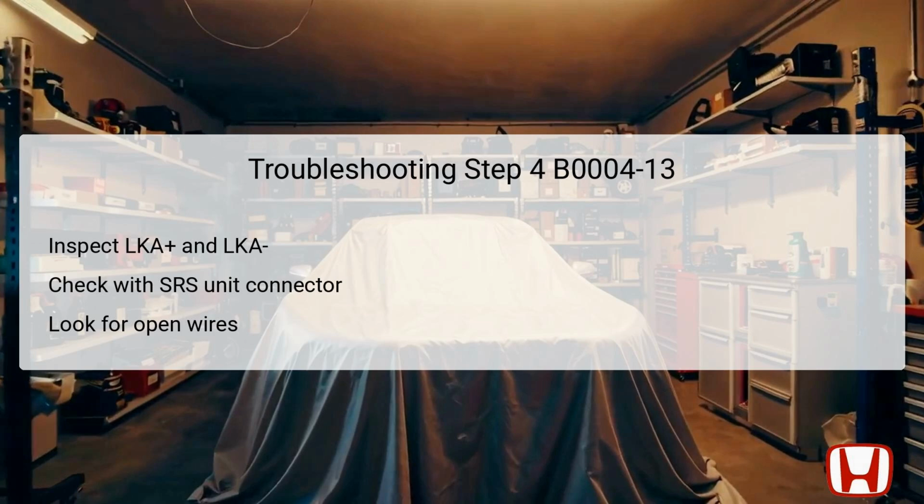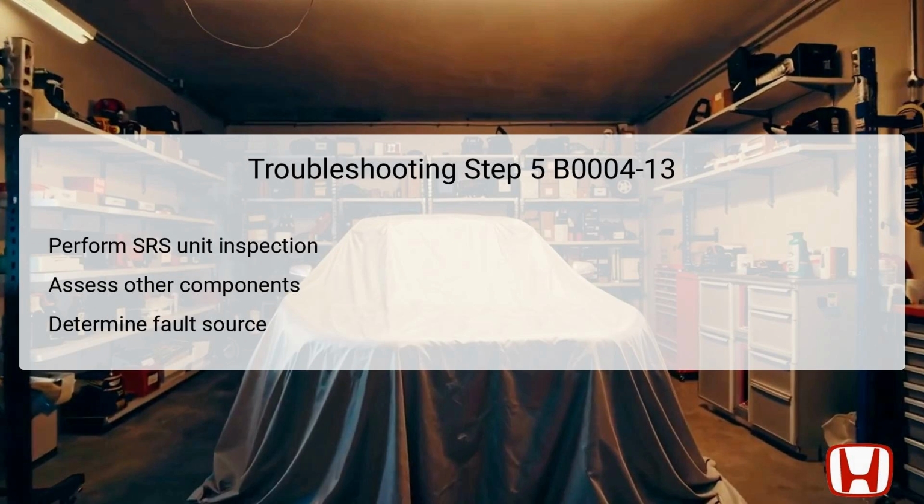The next step involves using a multimeter to measure continuity in the circuits. Both the LKA plus and LKA minus should register a resistance of less than 1 ohm. If either circuit fails this test, it indicates a fault in the wiring that is causing the DTC to be logged. This systematic inspection aims to confirm the integrity of essential connections within the airbag system.